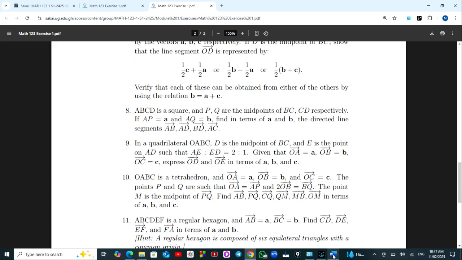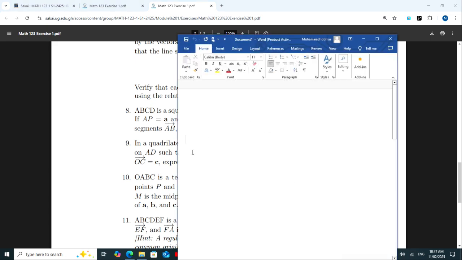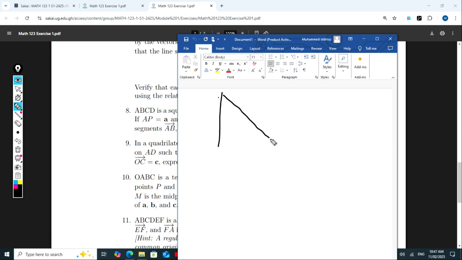A tetrahedron is a 3D figure, like a triangle. So this is our tetrahedron. Maybe the point O is somewhere here, A is here, B here, and C. So this is our tetrahedron OABC.